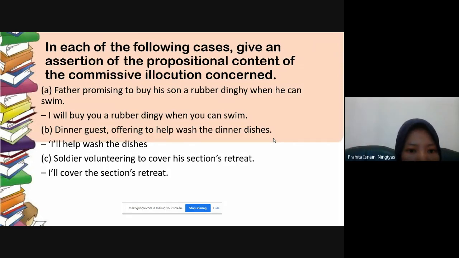B. Dinner guest offering to help wash the dinner dishes means, I will help wash the dishes. C. Soldier volunteering to cover his section's retreat means, I will cover this section's retreat.